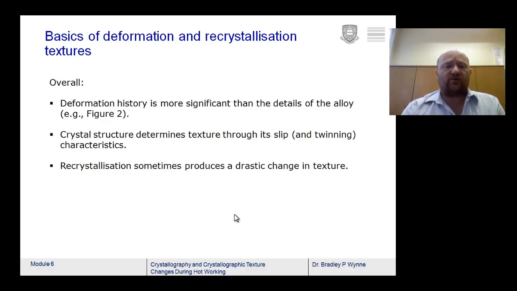The other important point to note is that recrystallization sometimes has a big impact on texture. In many cases, when you have a recrystallizing grain, it has an orientation relationship with the deformed grain. So therefore, when we have a recrystallized material in a material that has already got a heavily textured material from deformation processing, we tend to get a strong recrystallization texture.